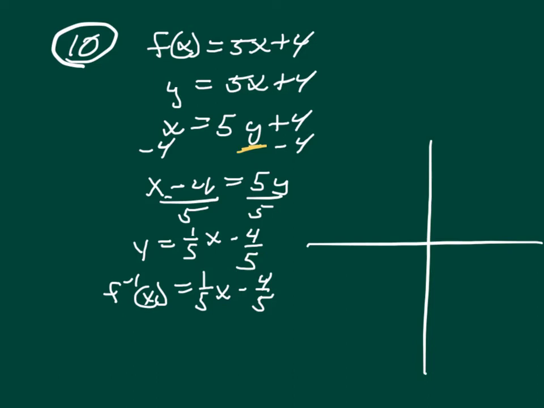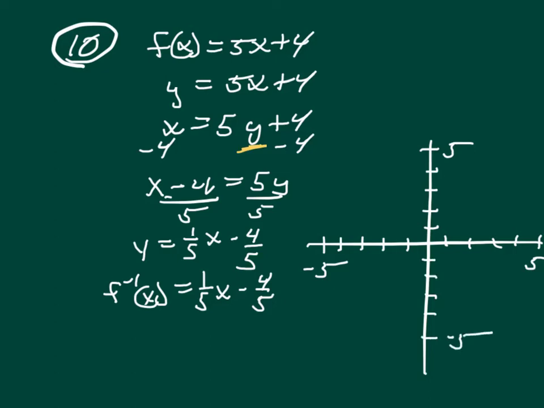Let's see here. With all these, I'm going to go 1/5 at a time. Well, let's just go 1, 2, 3, 4, 5 on each axis, in both directions. I may regret what I just did. Maybe not.